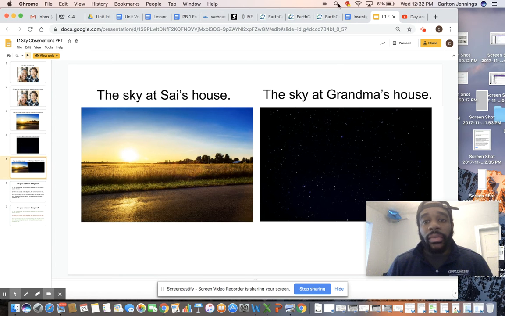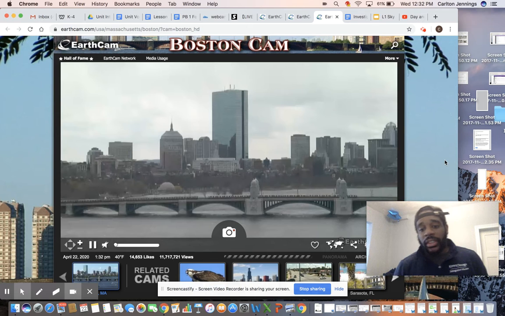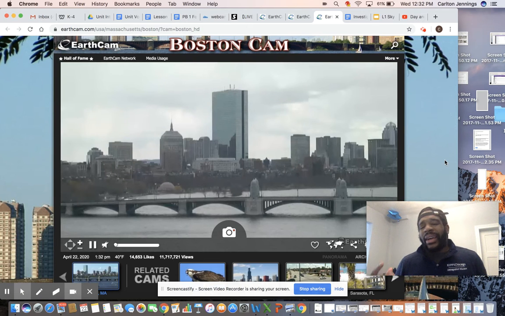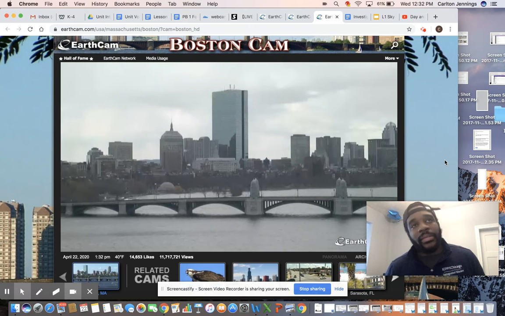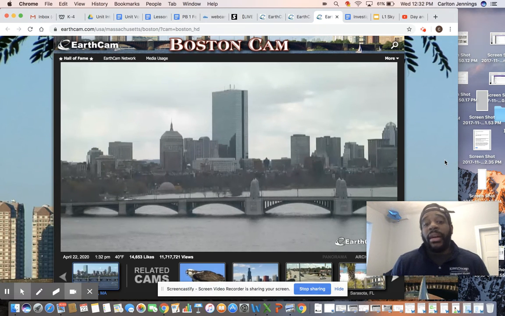We're going to start off here with Boston. So this is Boston right now. My sky was a little light, but it was also a little cloudy. And I see the same thing here in Boston. It's a bit cloudy, but I know they're still in the daytime, just like I am.